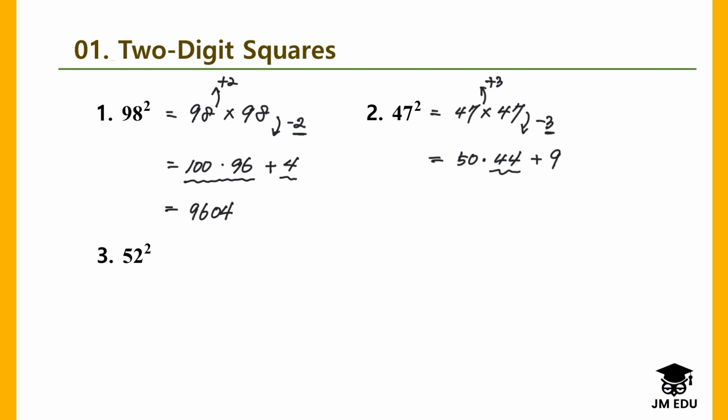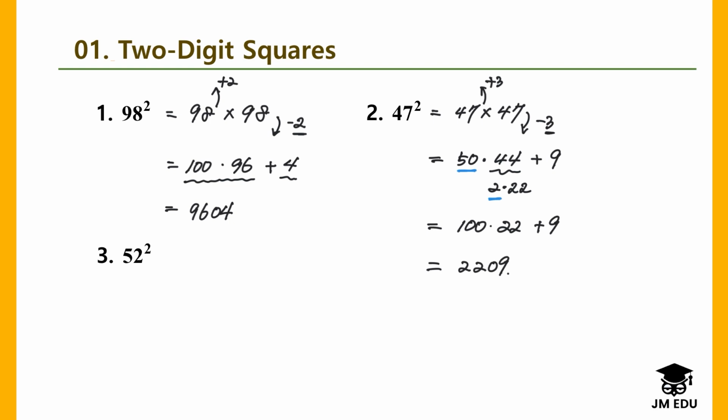44 is 2 times 22, right? So here we have a 50 times 2. That's 100. So that's going to be 100 times 22 plus 9. 100 times 22, that's 2200. Plus 9, that's going to be 2,209.